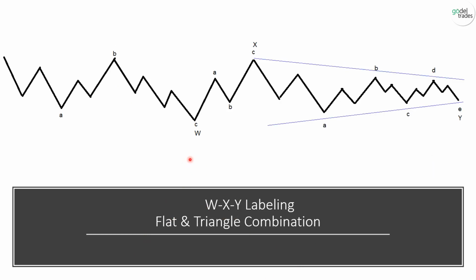Here's an example where you have a flat and a triangle combination, okay? 3 of A, 3 of B, 1, 2, 3, 4, 5 of W, 3 of X, and then the triangle, A, B, C, D, E, okay? And that makes up your WXY.